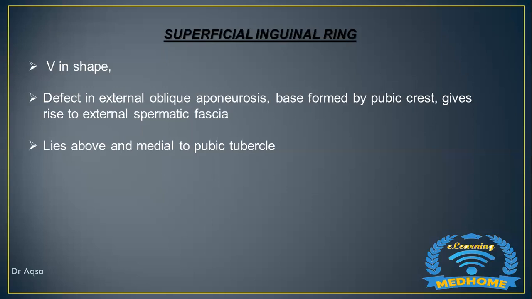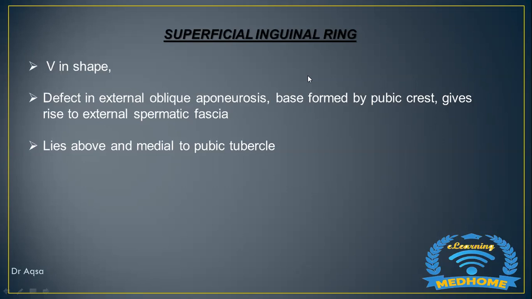So can anyone just quickly tell us the differentiating points between the deep and the superficial inguinal ring? Ma'am, can I? Yeah, sure, Fiba. Yeah, the superficial inguinal ring is V in shape, while the deep inguinal ring is oval in shape. The superficial inguinal ring is mainly a defect in the external oblique aponeurosis, while the deep is a defect in the transversalis fascia.